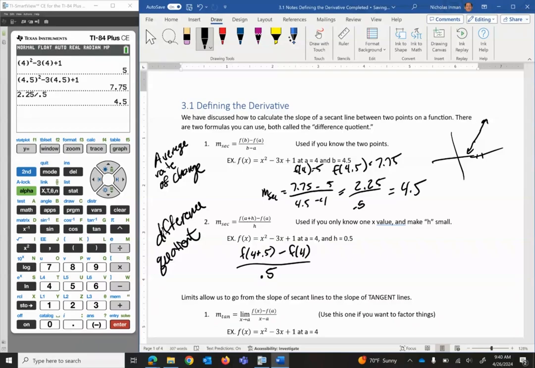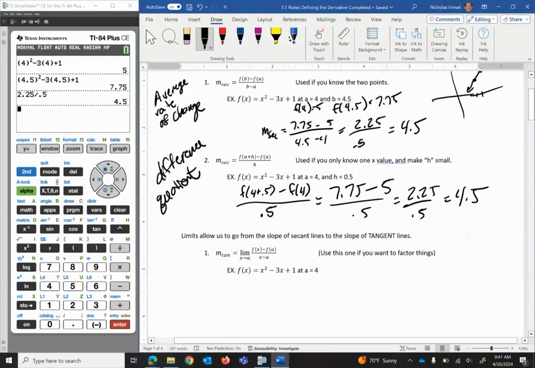So the math is exactly the same. f of 4.5 was 7.75, minus f of 4, over 0.5. It produces the same exact thing. The difference quotient and the average rate of change are exactly the same. It's just a matter of whether you want to think about these as two separate points, or as starting here, moving some distance over, and then finding another one. What do you want to be in control of? Picking a point or picking the horizontal distance? In general, the two ideas are exactly the same.